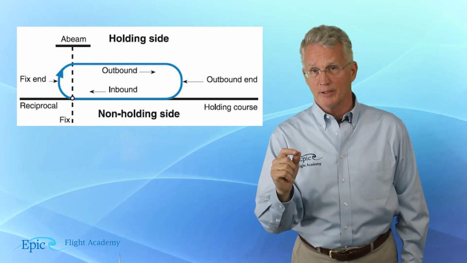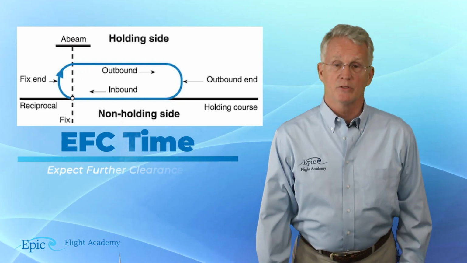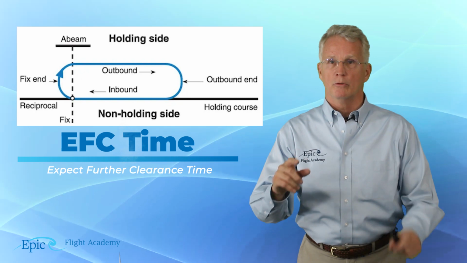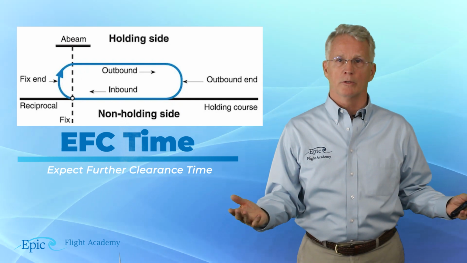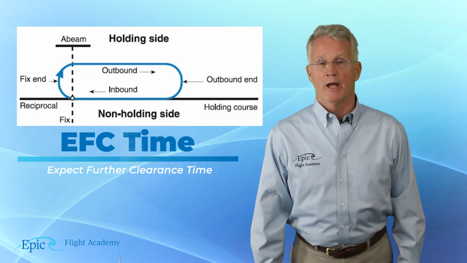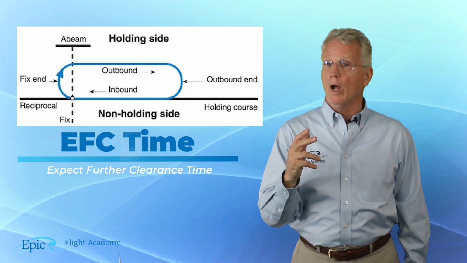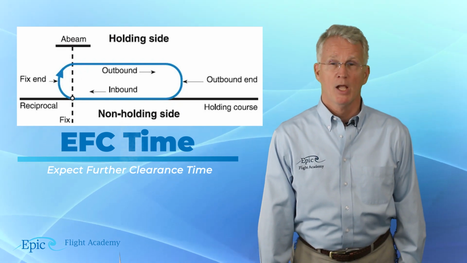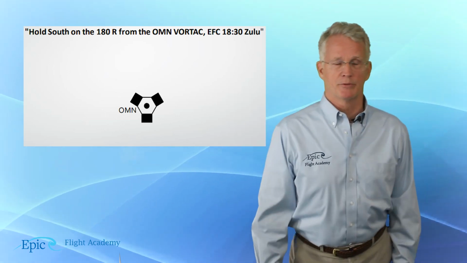And then finally, ATC will give you an EFC time. That is an expect further clearance time. That will always be included just in case that during the course of this hold, there was a radio communications failure. Now, when you receive these instructions, as a pilot, you are required to read those back to ATC. So let's take a look at the slide here and practice with a couple of these.